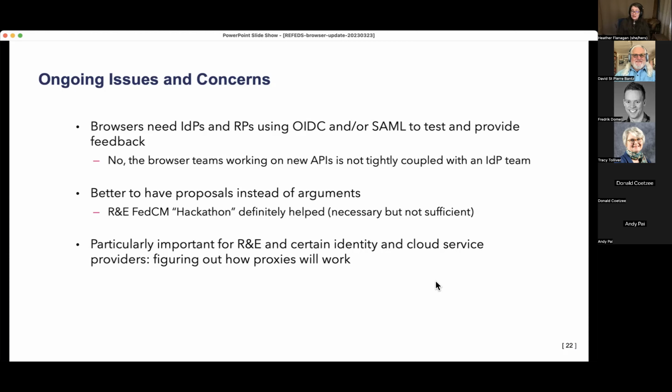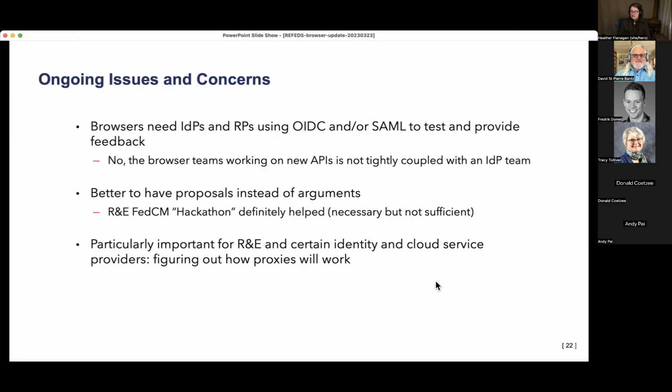It is always better to have proposals instead of the argument that this just isn't going to work. And the Research and Education Hackathon definitely helped in this way. I would say, however, that it was necessary, but it's not sufficient. Coming up with these proposals is a great way to spur conversation, but there will still be more needed. So do think of it as additive. And if you can think of other ways to continue saying, here's proposals, here's tests, here's ideas, the better off we will be.